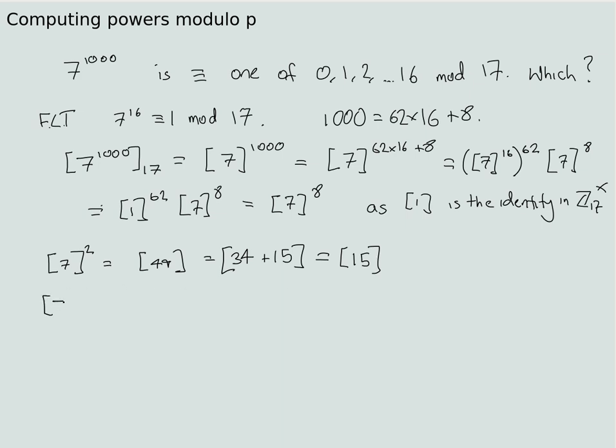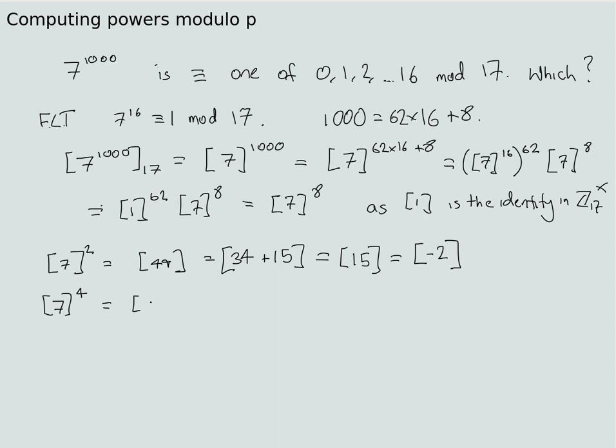Now the useful thing about this is if I wanted to know 7 to the power 4, I can get that as the class of 7 squared times the class of 7 squared. So this is the class of 15 times the class of 15. But an even better observation to make at this point is that I don't want to have to work out 15 times 15. That number is too big for me. So what I'd like to observe instead is that 15 is congruent to minus 2 mod 17. If you take the difference, you get a multiple of 17. And it's much easier for me to work out the class of minus 2 times the class of minus 2.